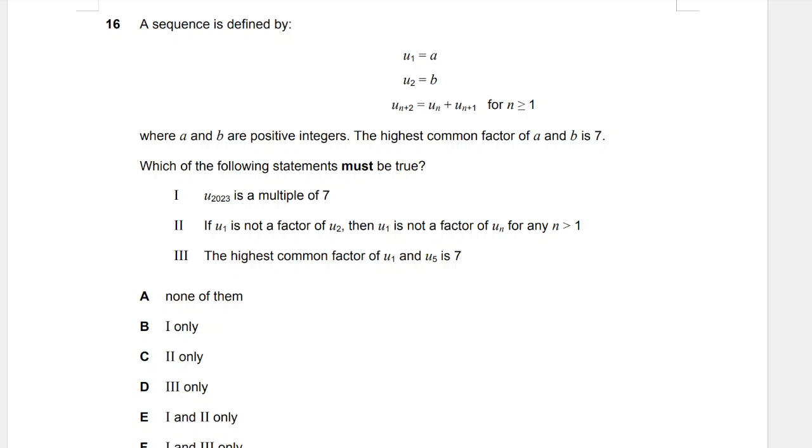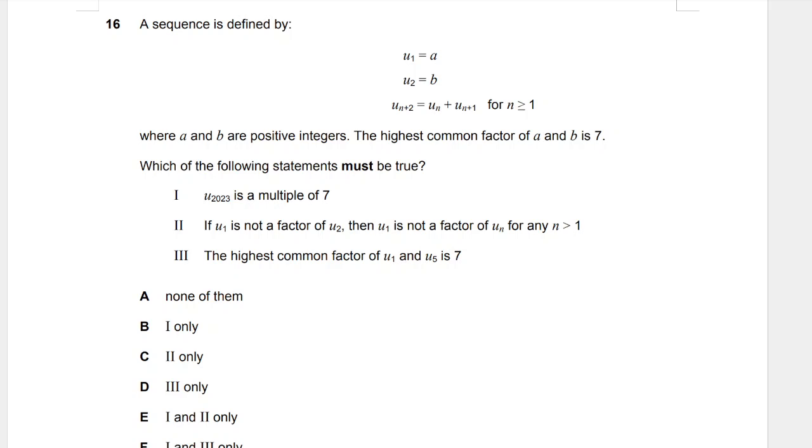Okay, moving on to question 16. A sequence is defined by u1 equals a, u2 equals b, u_{n+2} equals u_n plus u_{n+1} for n greater than or equal to 1, where a and b are positive integers. Cool. The highest common factor of a and b is 7. Okay, very important information there. Which of the following statements must be true?